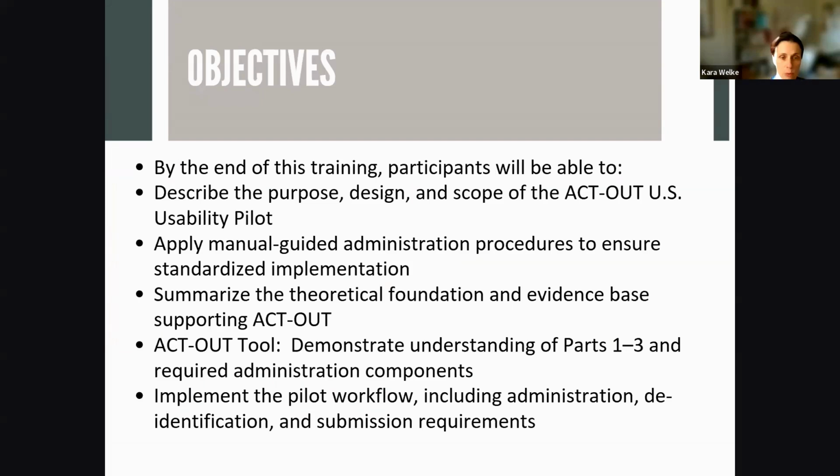And with the ACT Out tool, we're going to go through the ACT Out tool, and our goal is for you guys to be able to demonstrate understanding of parts 1 through 3 and the required administration components, so you guys can carry this out with the people that you work with. And then we hope that you will assist with implementation of the pilot workflow. And we'll go through that at the end as well.